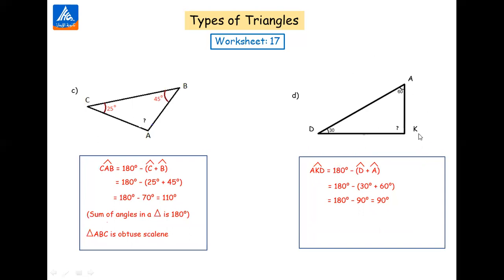So to figure out the measure of K, I have to take out 60 and 30 from the 180 degrees to know the degrees left for angle K. So 180 minus 30 plus 60, 180 minus 90 equals 90 degrees. Since angle K is 90, angle A is 60, angle D is 30, then triangle AKD is a semi-equilateral triangle. And that's all. Thanks for watching.